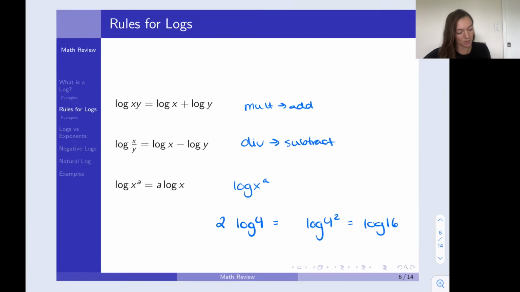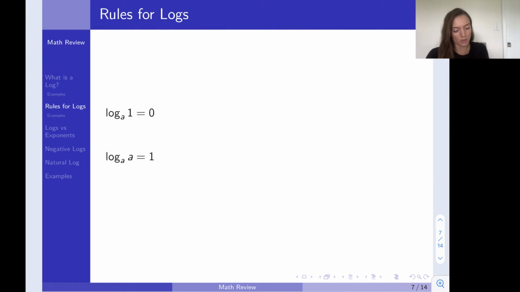Okay, so then 2 more rules. These 2 rules we can kind of figure out if you know exponents. If I rewrite these 2 things as exponents, I can say a to the 0 is equal to 1, which we remember from our exponents, anything to the power of 0 is equal to 1. So this is just the log version of that.